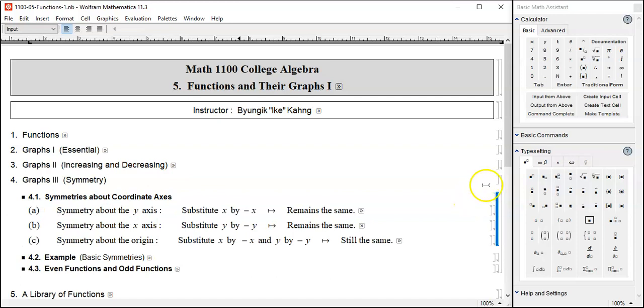Here are 3 basic symmetries, which we went through already in lesson 3b. Symmetry about the y-axis: change the character, substitute x by negative x and see if the result remains the same. Symmetry about the x-axis: again the same deal, substitute y by negative y, and see if the expression remains the same. Symmetry about the origin: replace both characters, x by negative x and y by negative y, and then see if the expression remains the same.